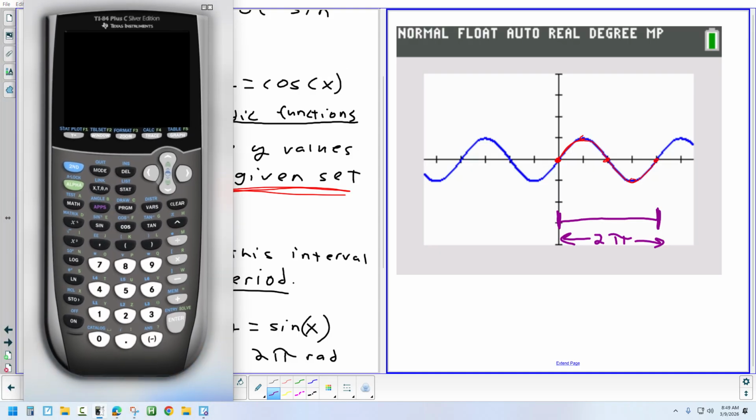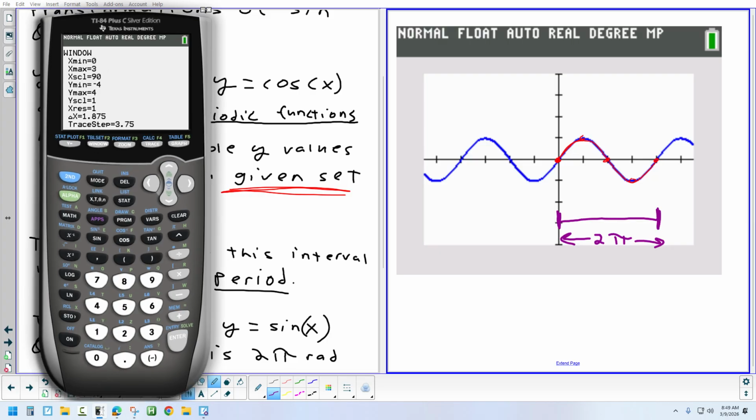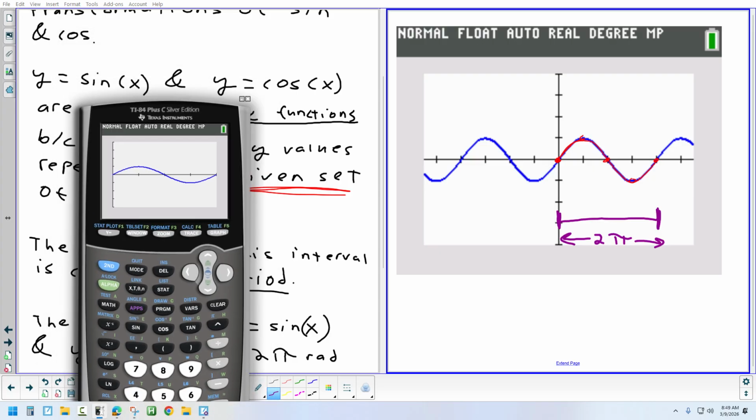So if I wanted to see just one section, that section I drew in red, if I'm in degrees, I can start at 0, which is the first red dot. I can stop at 360, which is the last red dot. And all you're going to see on the screen now is that one section that I traced in red. So I've kind of zoomed into just that piece. Because I zoomed in, it distorts it a little bit. But it is still going up to 1 and down to -1.